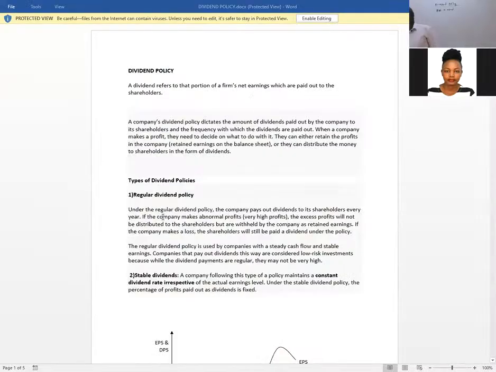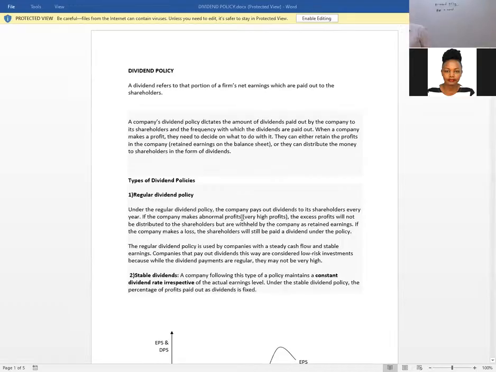Now we have the various types of dividend policies. Ladies and gentlemen, we have what we call the regular dividend policy. You have to take your small notes. Under the regular dividend policy, shareholders will know how much they will be getting even before you announce. Why? Because you are regular with that kind of policy.